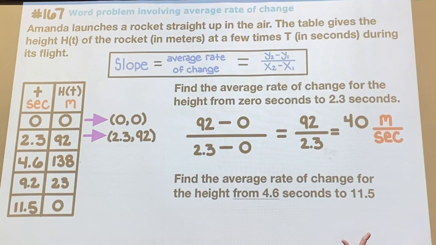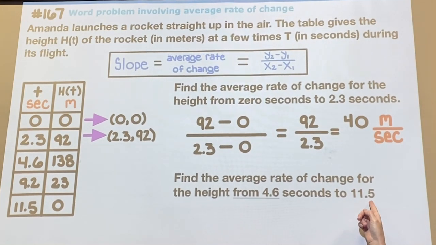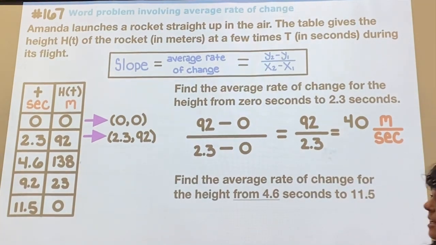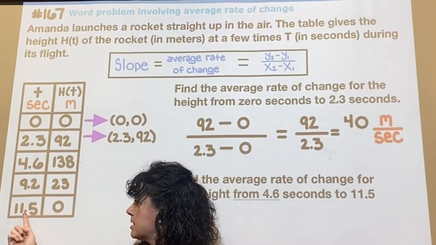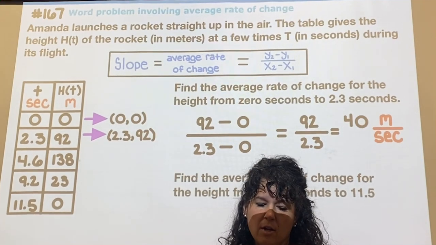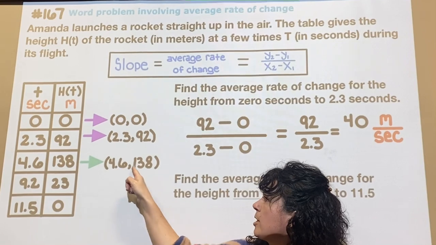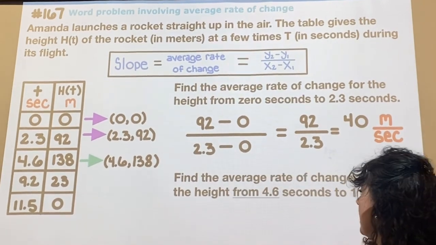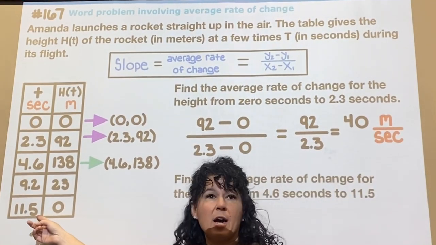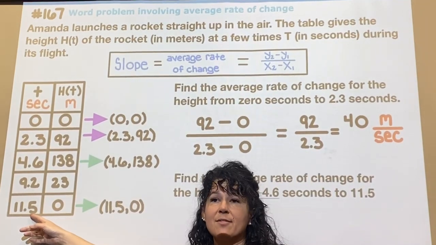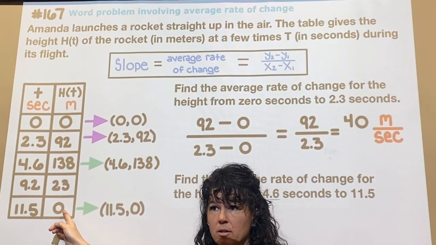So this one's basically the same thing. It just wants the average rate of change from 4.6 seconds to 11.5 seconds. So you're going to come over to the chart and you're going to find 4.6 and 11.5. The coordinate then for 4.6 is 4.6 comma 138. And the coordinate that goes with 11.5 is 0. By the way, of course, that means that at 11.5 seconds it hit the ground, right at the height 0.